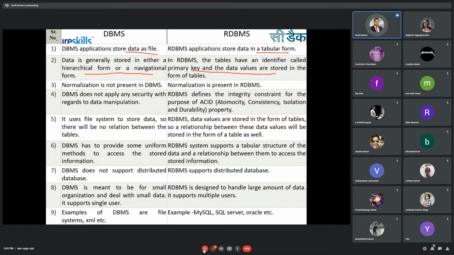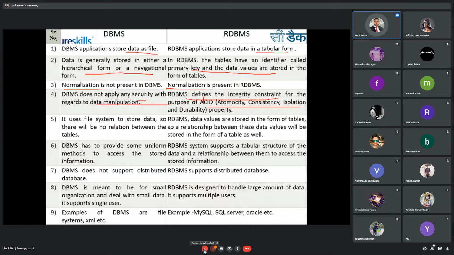In DBMS, normalization is not present. Why? Because DBMS only stores data, and it does not make any constraint to design the database, while RDBMS uses the normalization process. DBMS does not have any concern for security regarding data manipulation. Any user can make any change in the database, while RDBMS has integrity constraints by using the ACID property. ACID means atomicity, consistency, isolation, and durability. These 4 properties will be explained in a later slide.